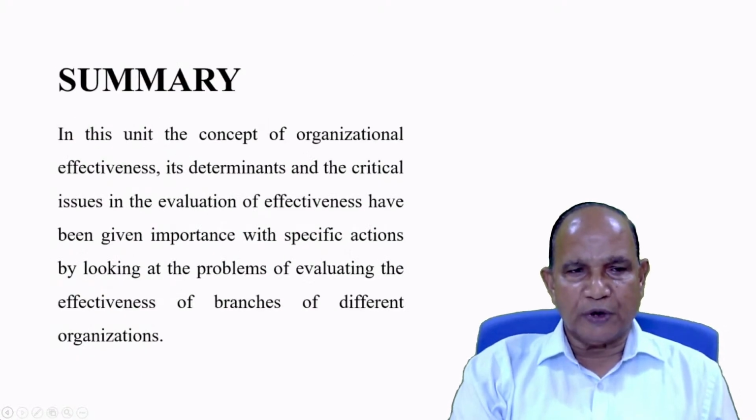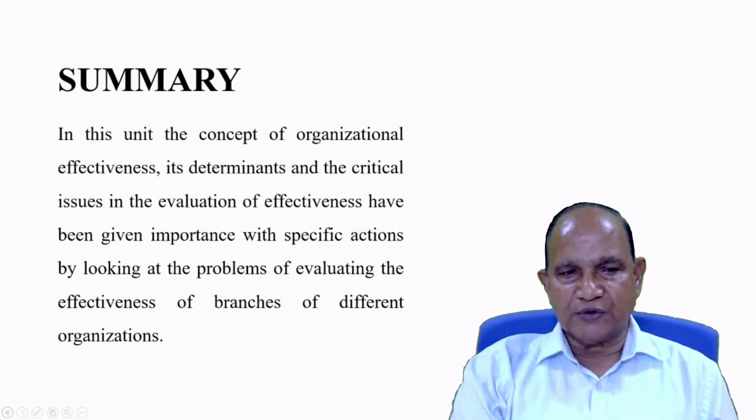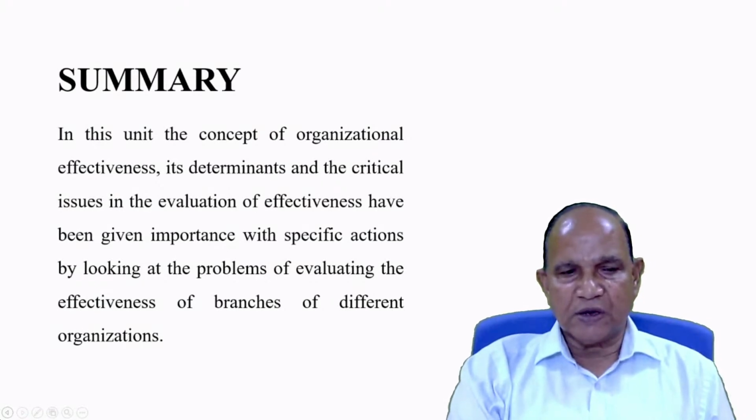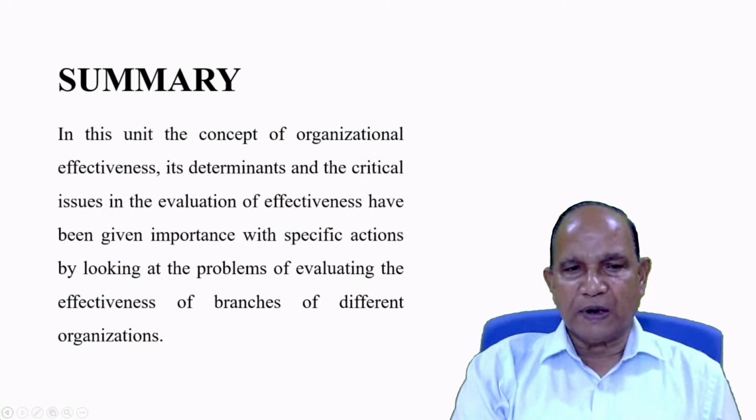So let us go to the summary. In this unit, the concept of organizational effectiveness, its determinants, and the critical issues in the evaluation of effectiveness have been given importance, have been explained, discussed in brief with some specific actions by looking at the problems of evaluation to have effectiveness, including the effectiveness in the branches of different organizations. So we found that there is overall acceptance of the organizational effectiveness for the overall achievement of the goal of different organizations.